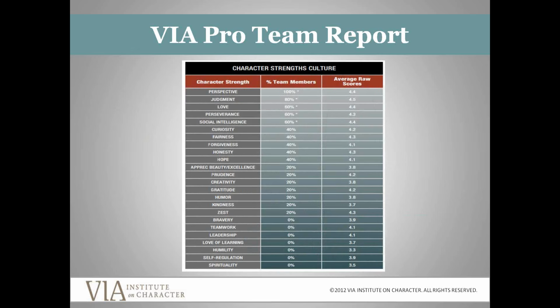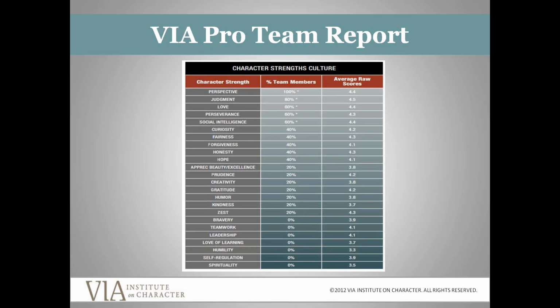For example, here, teamwork and leadership both have scores of 4.1, even though none of the team members have these strengths among their highest strengths. As you can see here with humility, humility has both a relatively low score and there is no one with humility as a top strength, indicating that humility is not likely to find strong expression on this team.